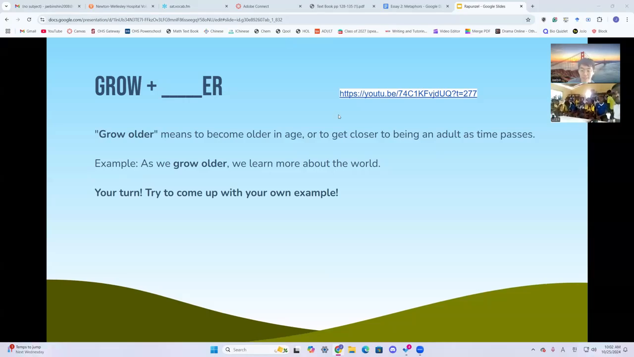For this, can anyone make an example of grow older or grow longer or any grow plus ER ending? Can anyone make an example of this phrase?